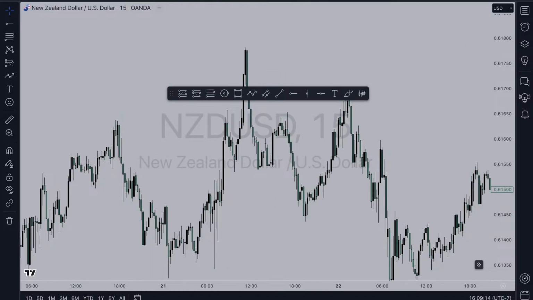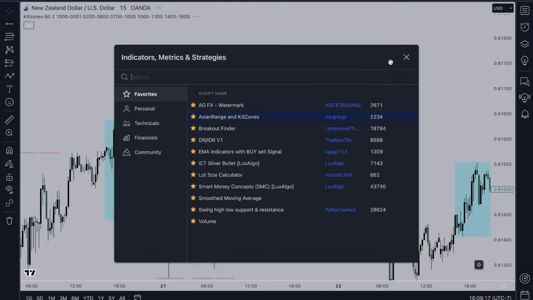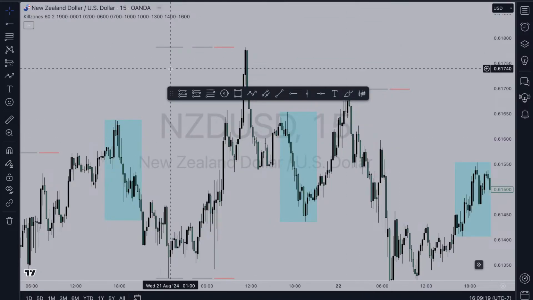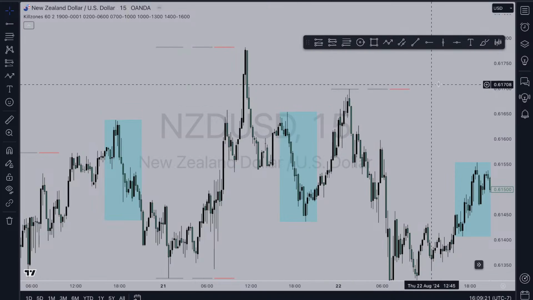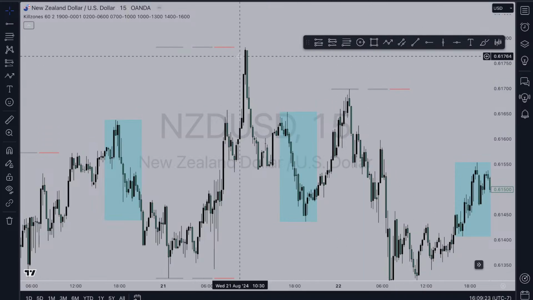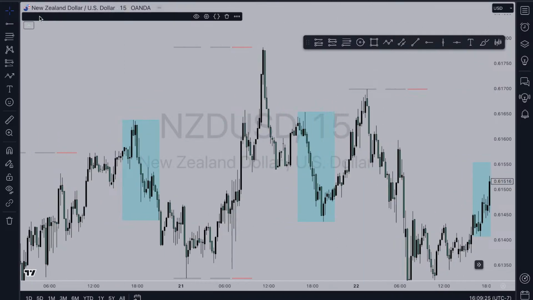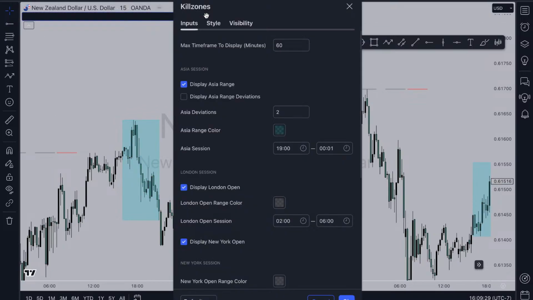Asia range. This is what it's going to look like for you at first. You're going to see these little lines up here, stuff like that. You can go ahead and come up to the indicator and come to the little settings icon right here. Now, only have display Asia range. Don't do deviations. You don't need deviations. You just need display the Asia range.